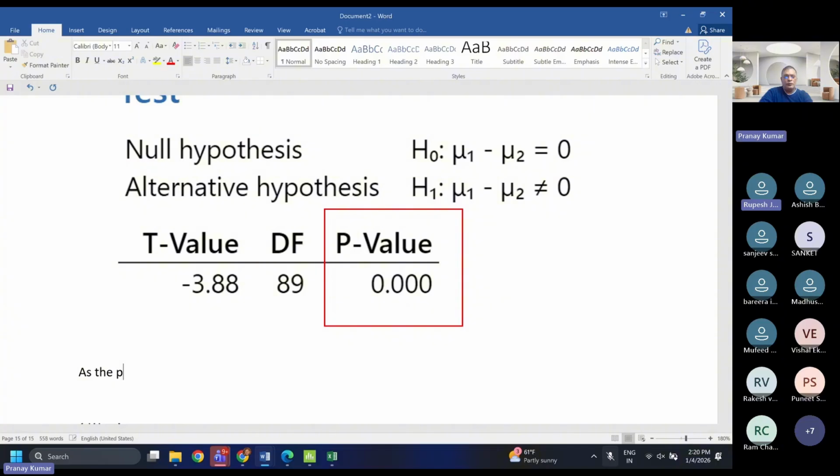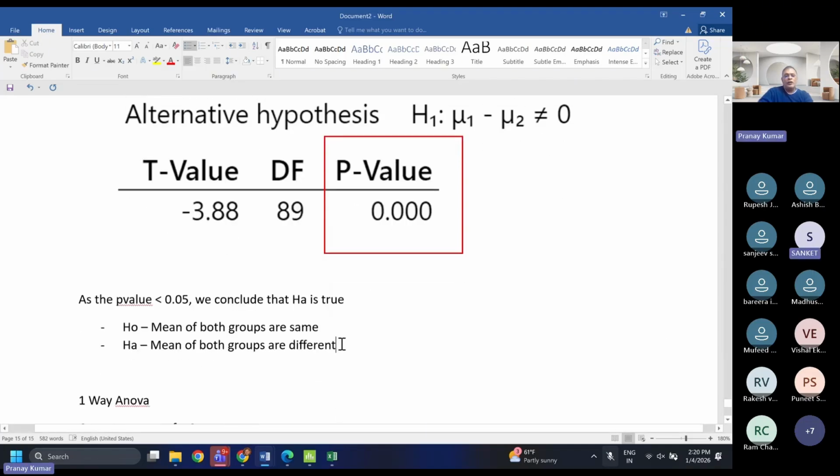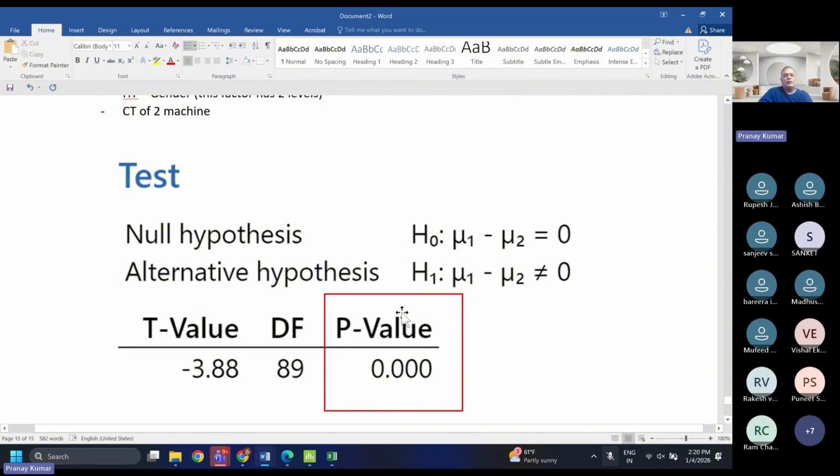As the P value is less than 0.05, we conclude that HA is true, the alternative hypothesis. Null will say mean of both groups are same. Alternate will say mean of both groups are different. Here, alternate is accepted. Now we found out that one of them is true.